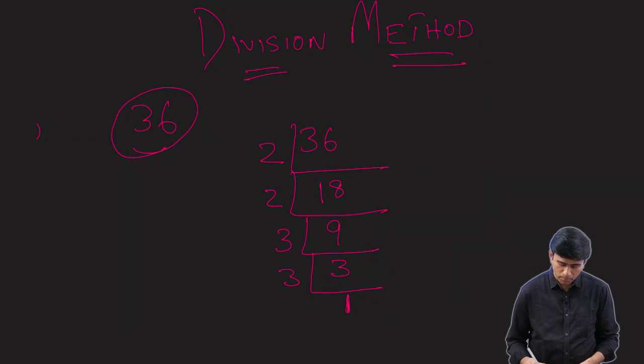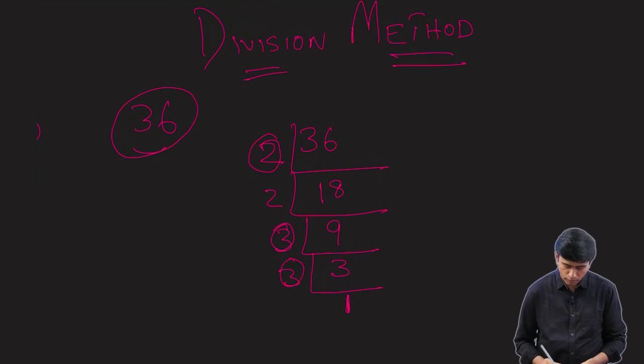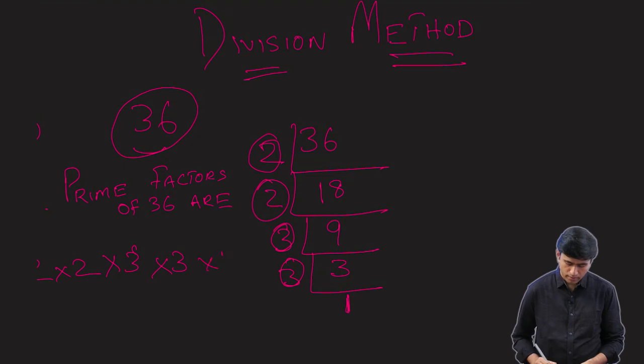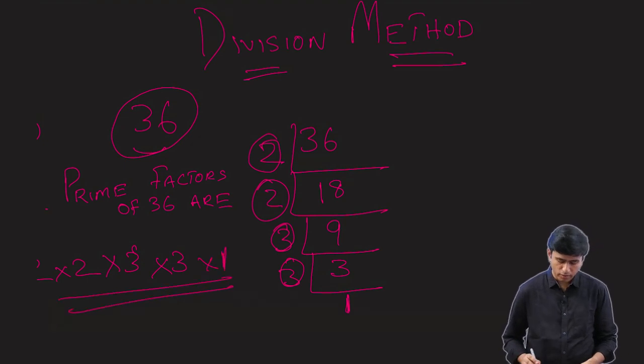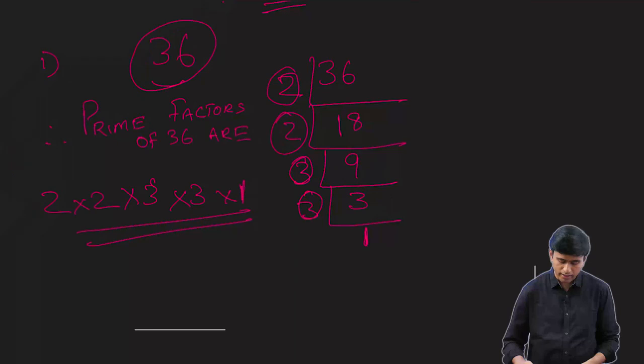with prime numbers. Therefore, prime factors of 36 are 2 into 2 into 3 into 3 into 1. They are the prime factors of 36. Let's try another example.